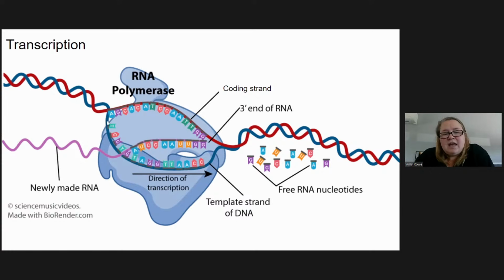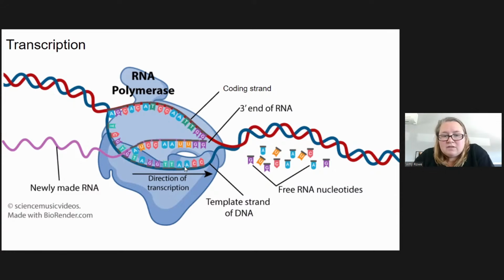RNA polymerase has caused our double-stranded DNA to separate. We have our coding strand up here, okay, which isn't really involved at all. What is happening is that we have these free RNA nucleotides floating around in the nucleus, and they're able to match up with these nucleotides on our template strand, the blue strand of the DNA. And what RNA polymerase does is it links all of those nucleotides together. So you can see that this newly made RNA is a perfect complement to the template strand of our DNA.